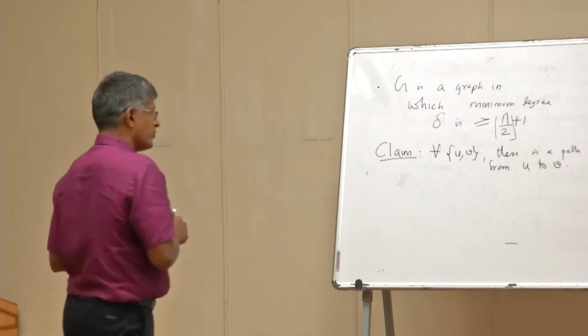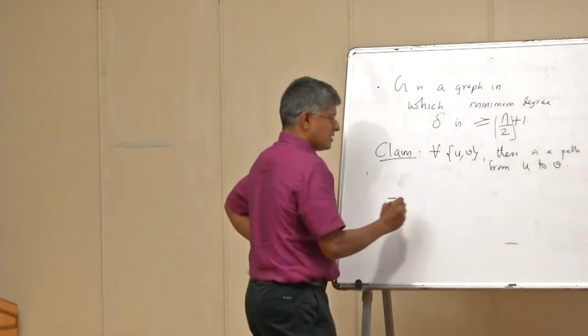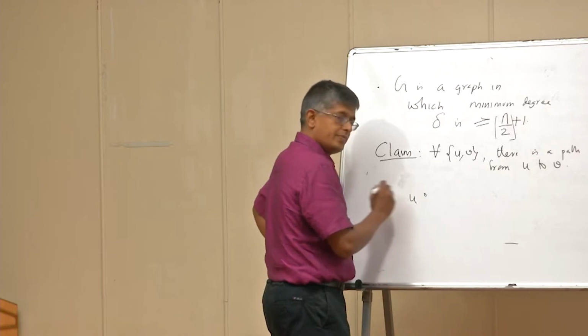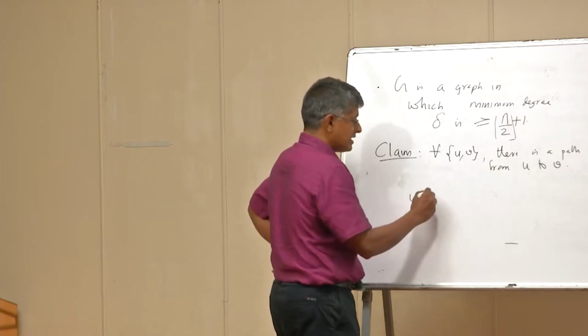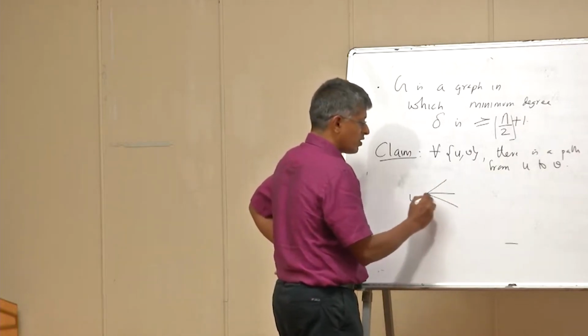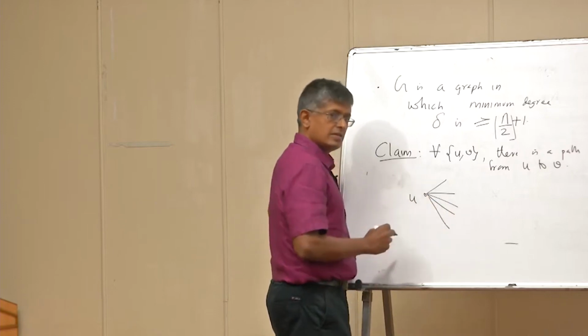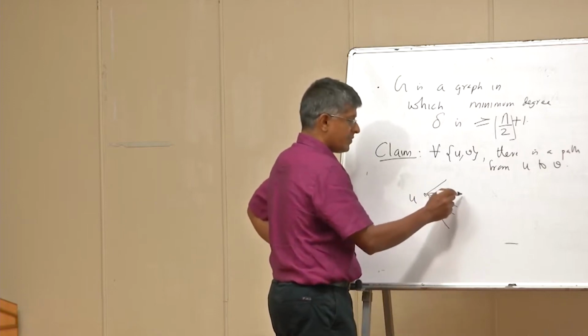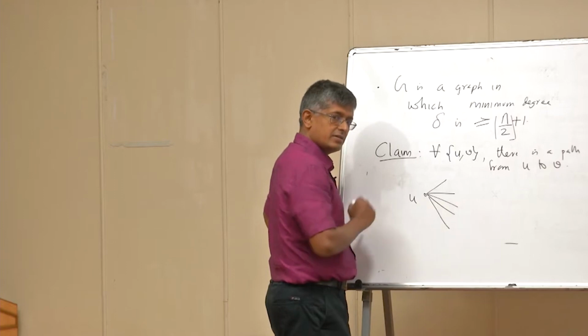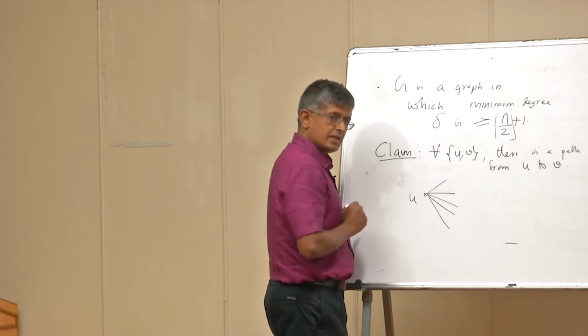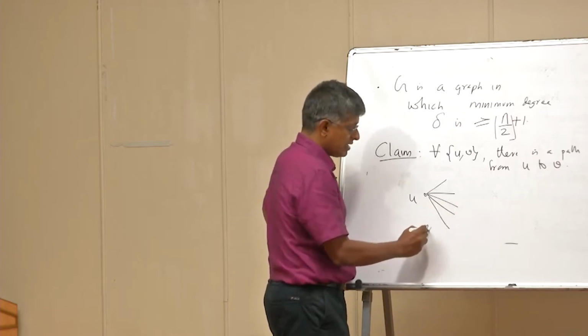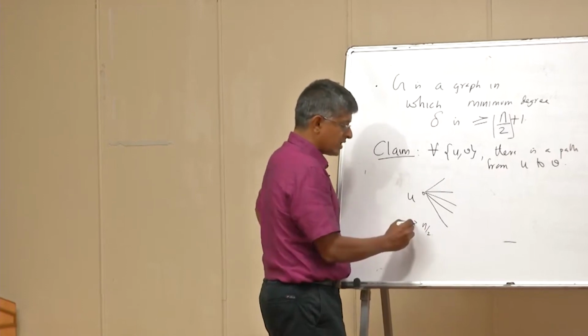So let's try to do a proof of this. Let us start at a particular u. Its neighborhood is at least the floor of n by 2 plus 1. Which means half the vertices are here. So therefore there are at least n by 2 vertices here.